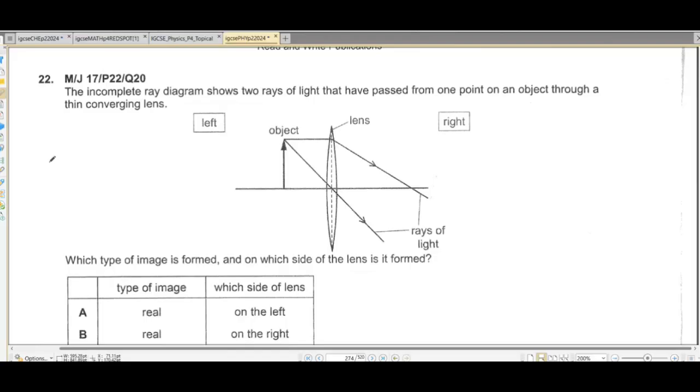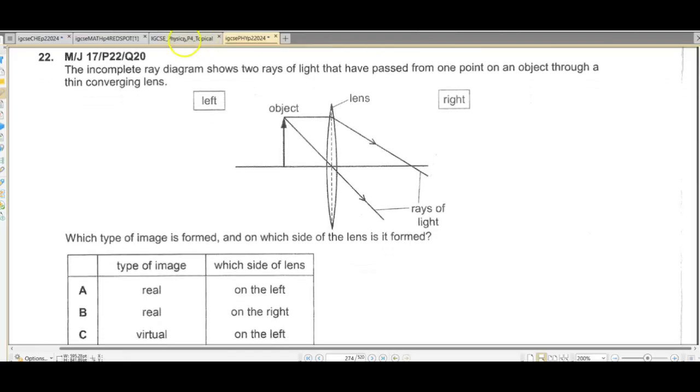Moving on to question number 22. The incomplete ray diagram shows two rays of light that have passed from one point on an object through a thin converging lens. Okay, which type of image is formed and on which side of the lens is it formed? If you look at the lens diagram, ray diagram, you are going to see that this is the case of a magnifying glass.